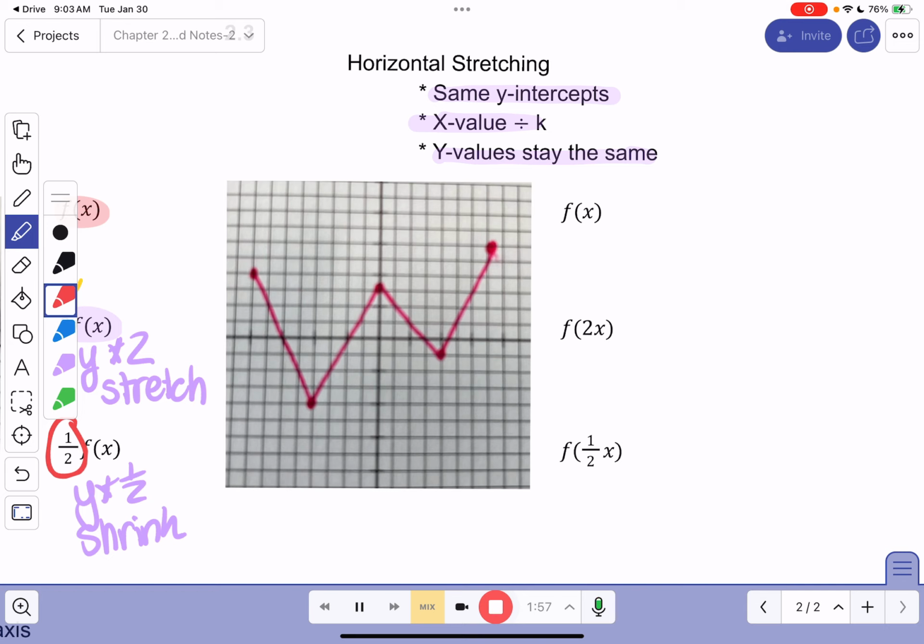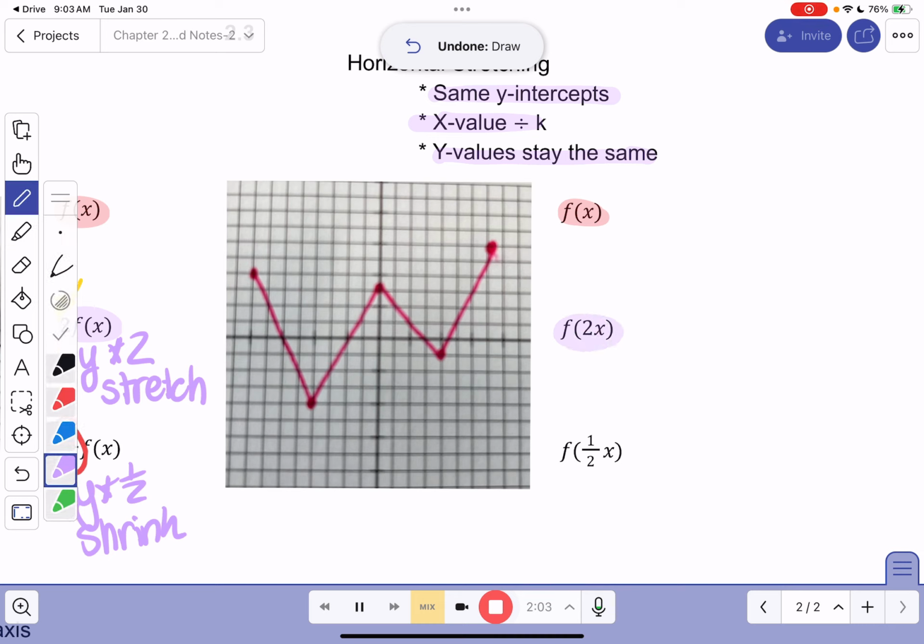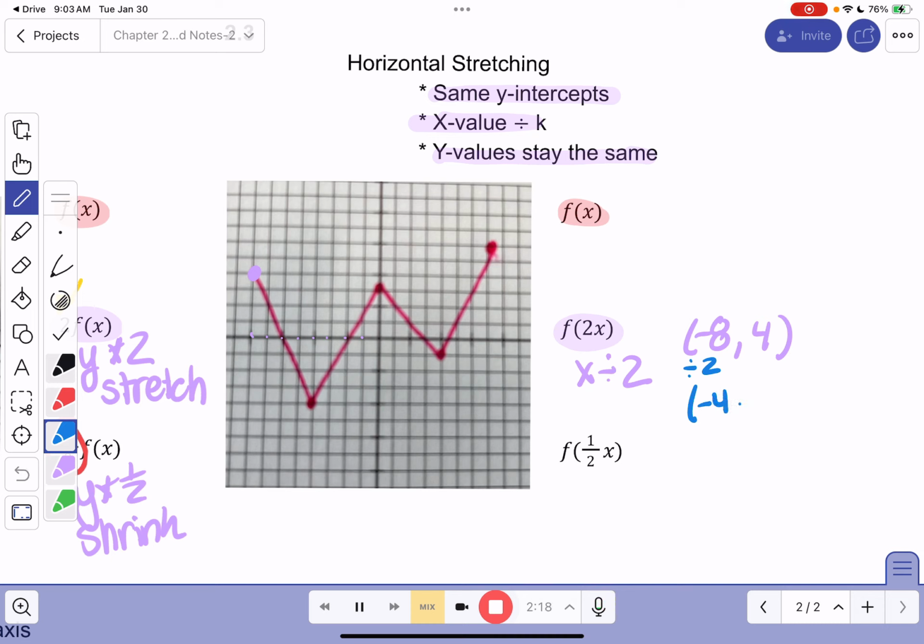So f of x is our red. Let's do our 2. So what we're doing is we're saying x divided by 2. So this point right here, 1, 2, 3, 4, 5, 6, 7, is negative 8 comma 4. We're saying x divided by 2, y stays the same. So that point becomes negative 4, 4.